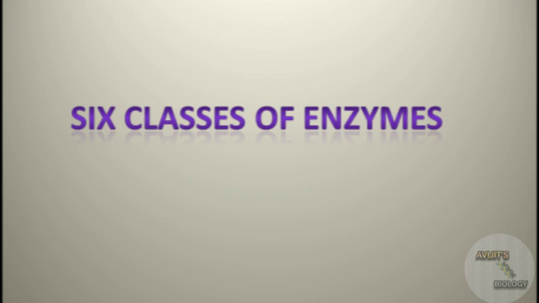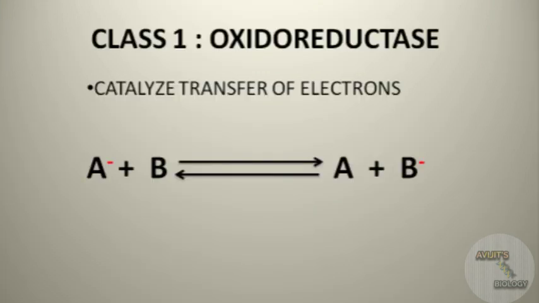In this video, I am going to discuss the 6 classes of enzymes. As I discussed earlier, the 6 classes of enzymes are oxidoreductase, transferase, hydrolase, lyase, isomerase and ligase. Now let's move to the description of the 6 classes of enzymes and how they work.